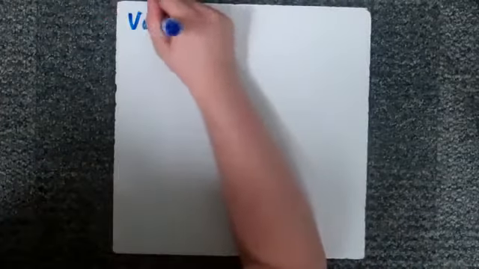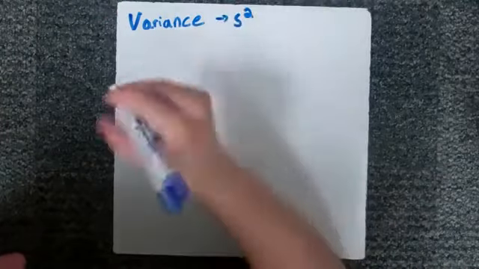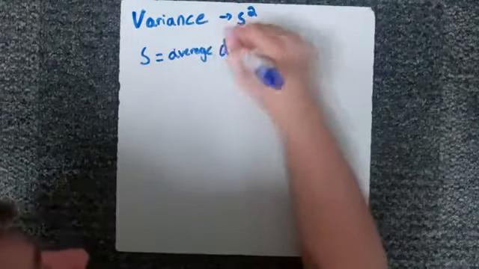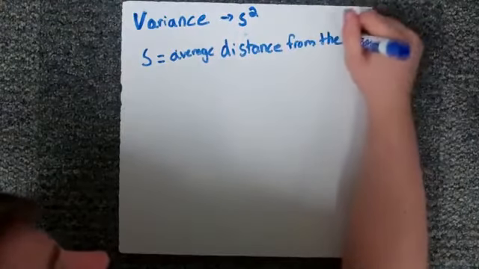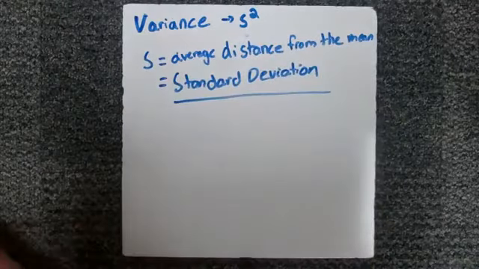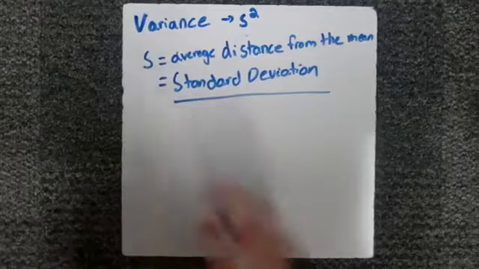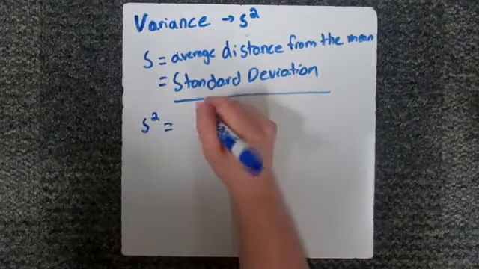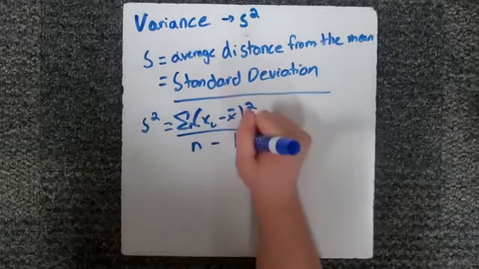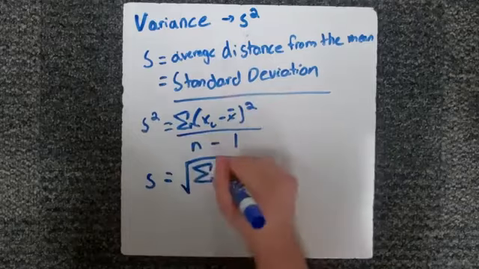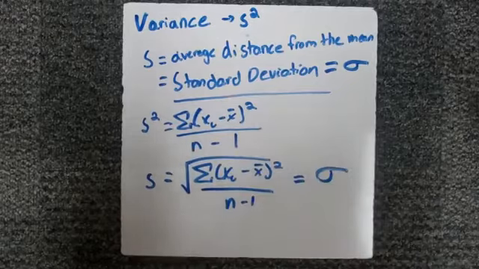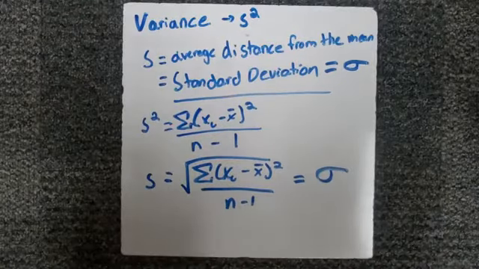Next, I want to talk to you about variance, which is defined as s squared. S is your average distance from the mean. It's also known as your standard deviation, which, if you remember correctly, is one of our measures of spread. So variance is easily defined as just the standard deviation squared. The formula for variance is equal to the sum of your terms of x minus the mean, squared, over n minus 1. Or your standard deviation is equal to the square root of your variance. Standard deviation is also denoted as sigma.